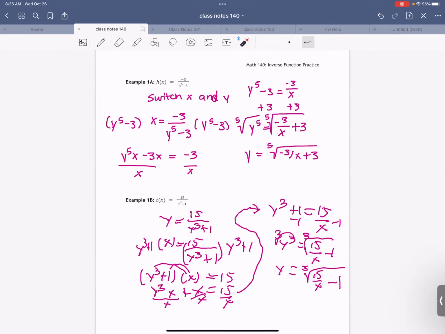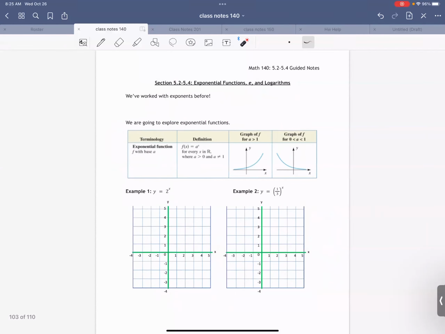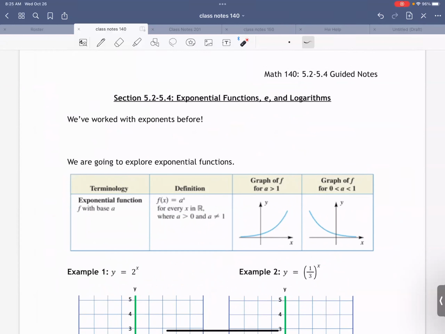Let's move on to this set of notes here. So we're starting a completely new section. We're moving on to talk about a very specific type of function, and then logarithms, which I think scares everyone. But I promise by the end of this section, it won't be as scary as it seems, at least to me, but it's easy for me to say, right?